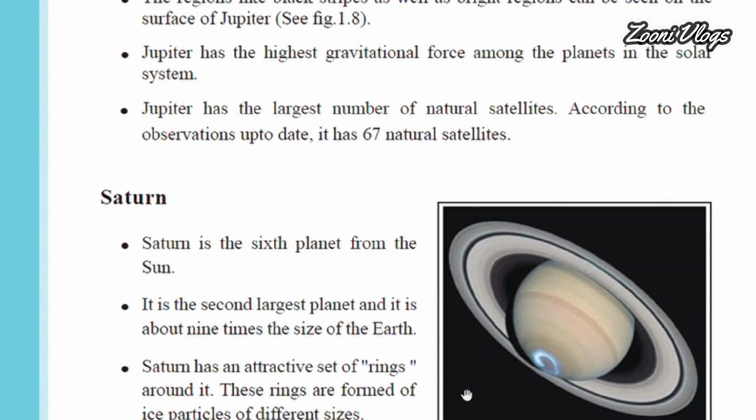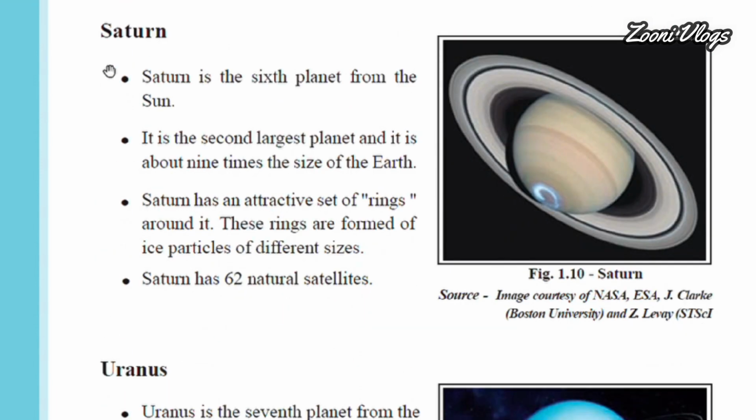Now we are going to study Saturn. Saturn is the 6th planet from the Sun. It is the second largest planet and it is about 9 times the size of the Earth. Saturn has an attractive set of rings around it.